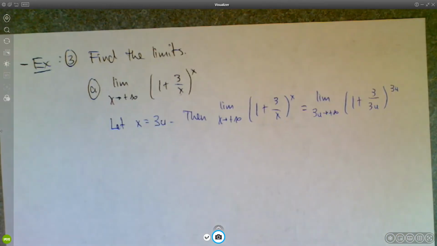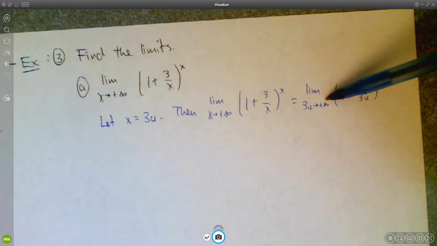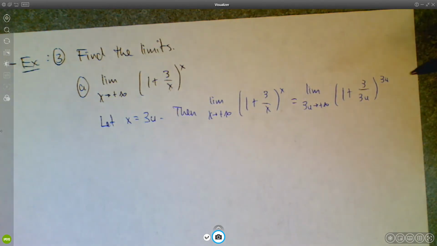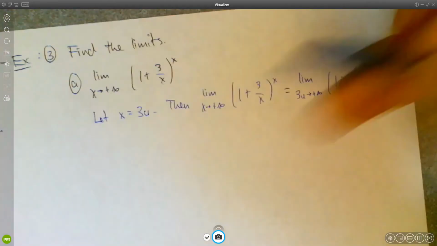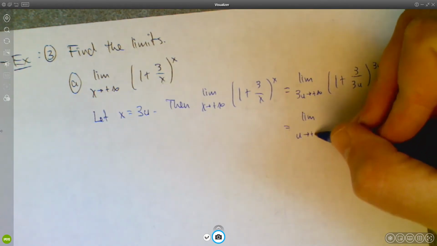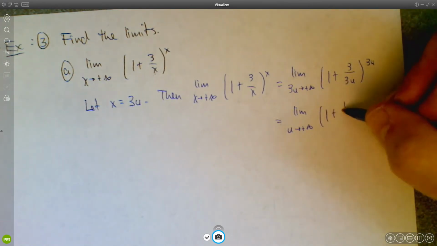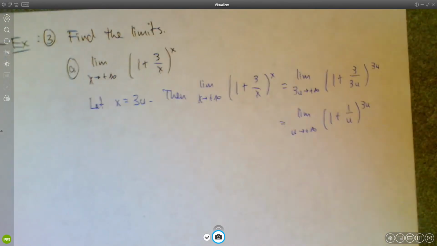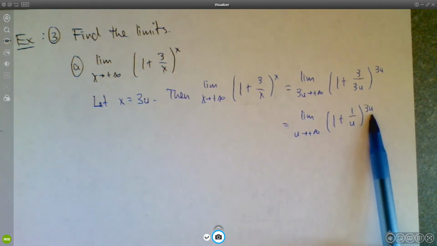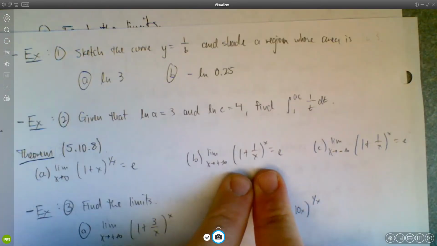Now notice that if 3 times u is going to infinity, well then u must be going to infinity, right? So I can drop the 3 there. So this is just the limit as u goes to infinity. And here the 3's cancel, so now I just have 1 plus 1 over u, which is exactly what I wanted. Now the only issue is that I have a 3u up here, and I need it to just be a u. In other words, the thing I'm going for is this second one here. I need it to look like (1 plus 1 over u) to the u.